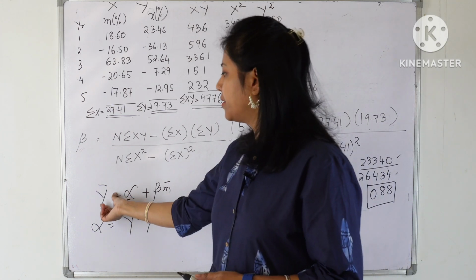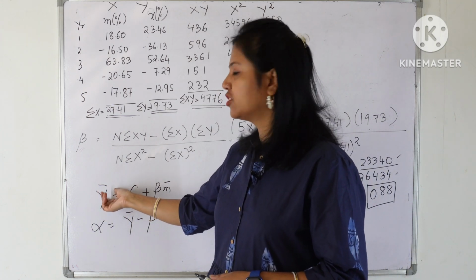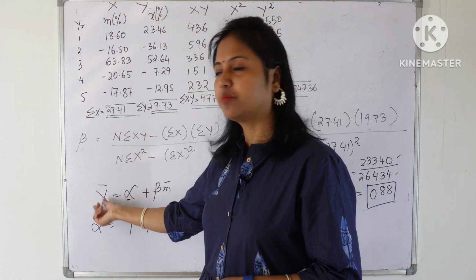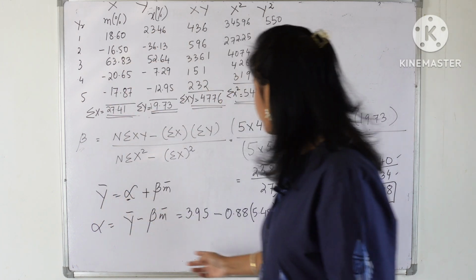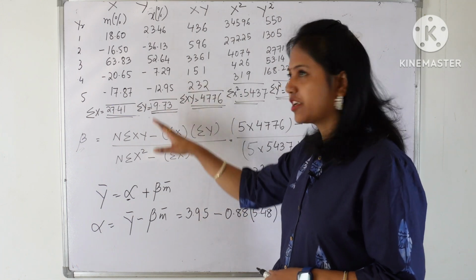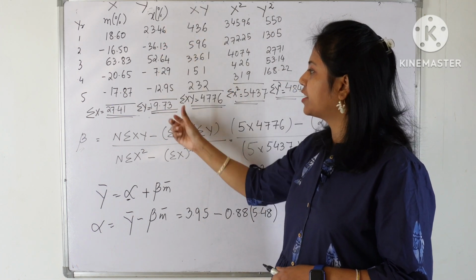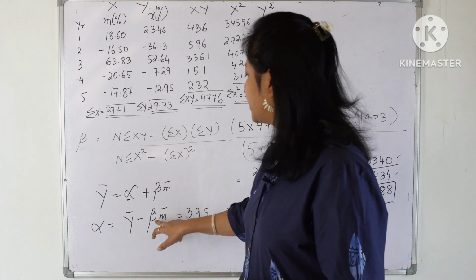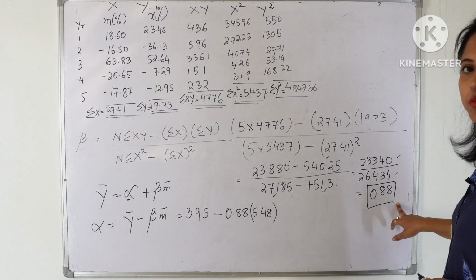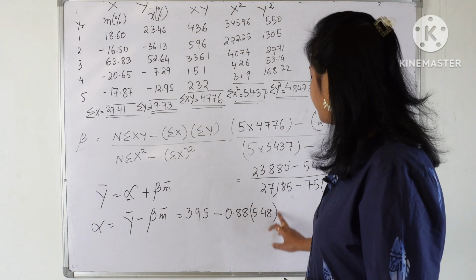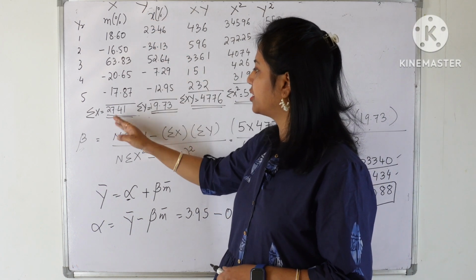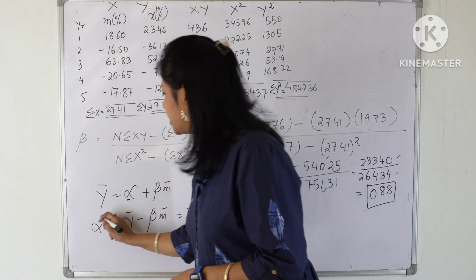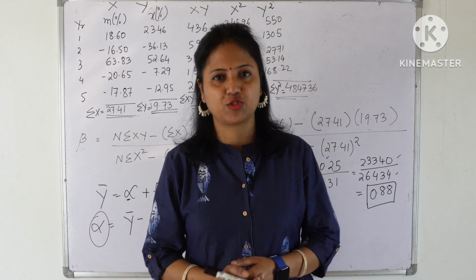So what is my y bar? Y bar is the average total return from the individual stock. This was 3.95, as we calculated a little while back, divided by the number of observations, 5. It was 3.95 minus beta, which we just calculated as 0.88, times the average of the market returns, divided by 5, which we got as 5.48. If we simplify, we get my fixed return from the stock, right?